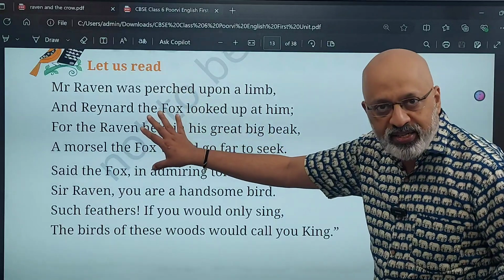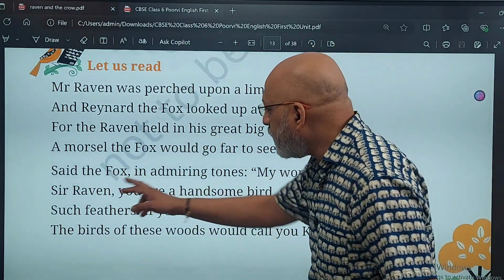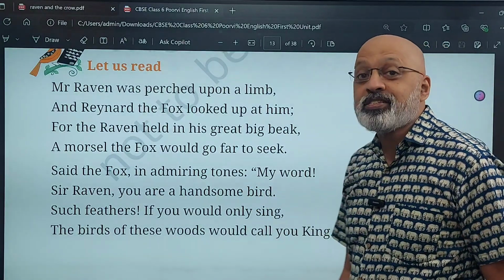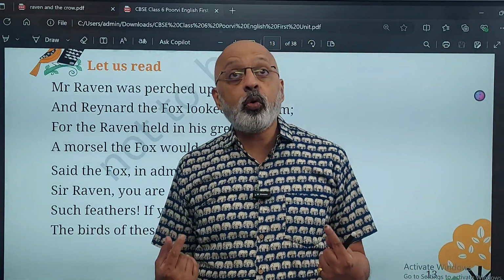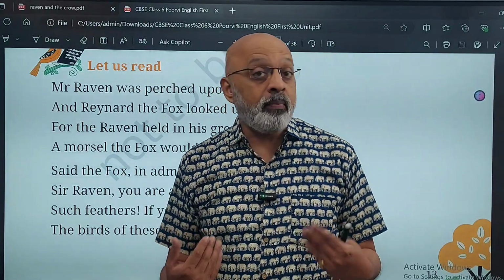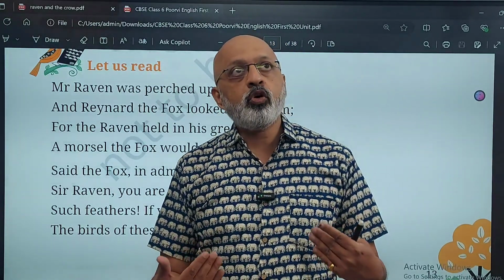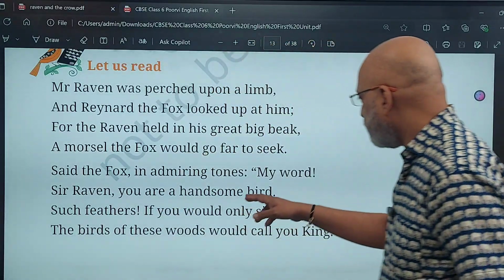Said the fox, पहला stanza समझ में आ गया? 4 stanza है, छोटा सा poem है. Said the fox in admiring tones. Now he is saying, he is behaving as though he is admiring the raven, Mr. Raven. He is admiring him. Admire का क्या मतलब? That उसकी प्रशंसा करना या उसकी तारीफ करना.